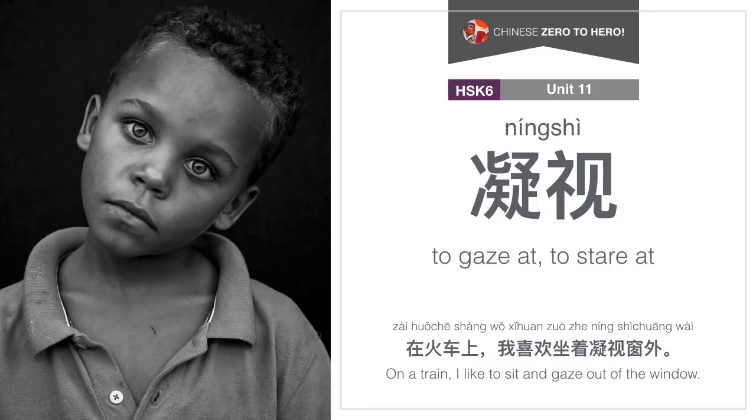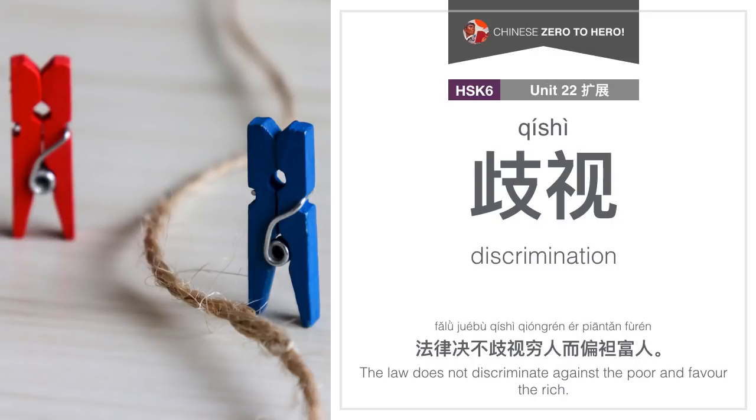In HSK 6, we also learn the word 凝视, meaning to gaze at, to stare at. 在火车上，我喜欢坐着凝视窗外。On a train, I like to sit and gaze out of the window. In HSK 6, we also learn the word 歧视, meaning to discriminate or discrimination. 法律绝不歧视穷人而偏袒富人。The law does not discriminate against the poor and favor the rich.